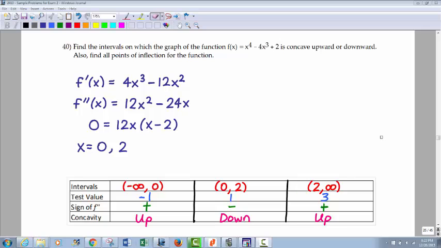There's no distinction like there is for relative min and relative max, where decreasing to increasing is one thing versus increasing to decreasing is the other. That's not the case here. Either way, there's no point of inflection min or point of inflection max.